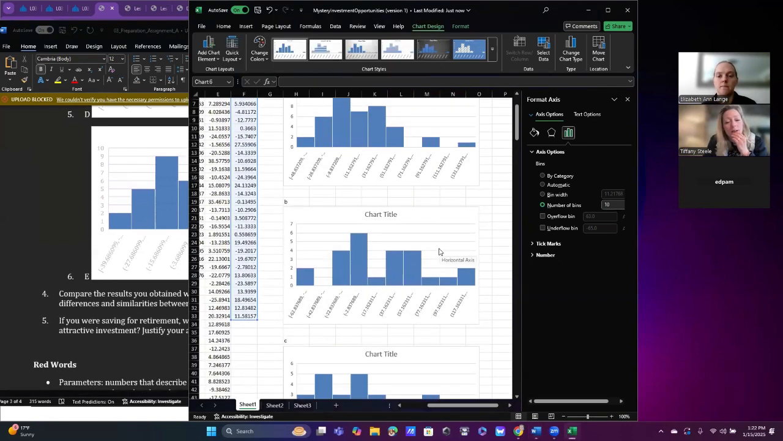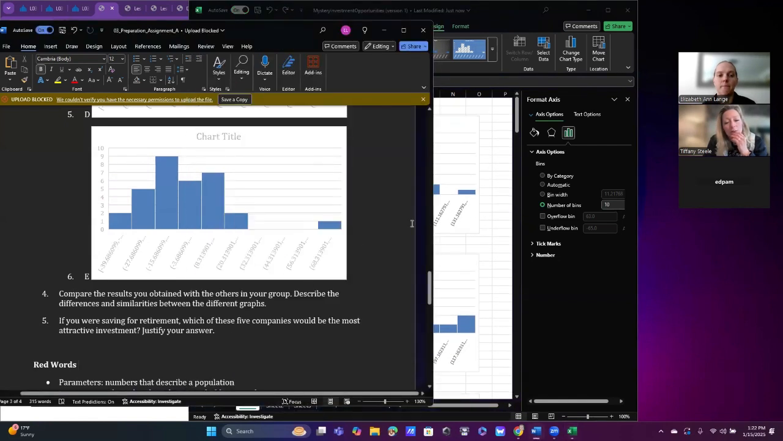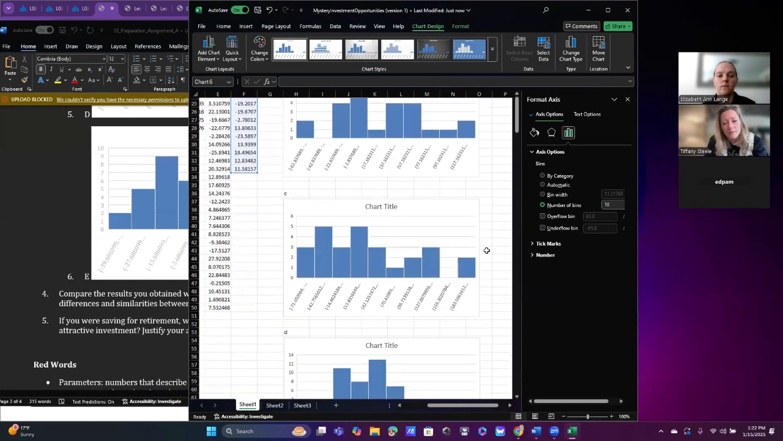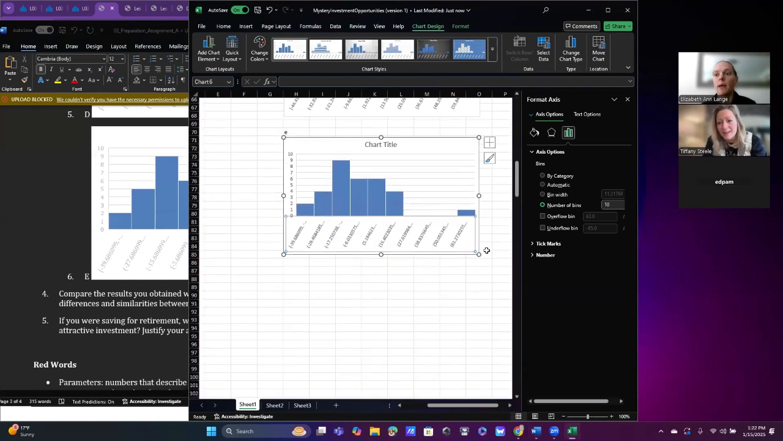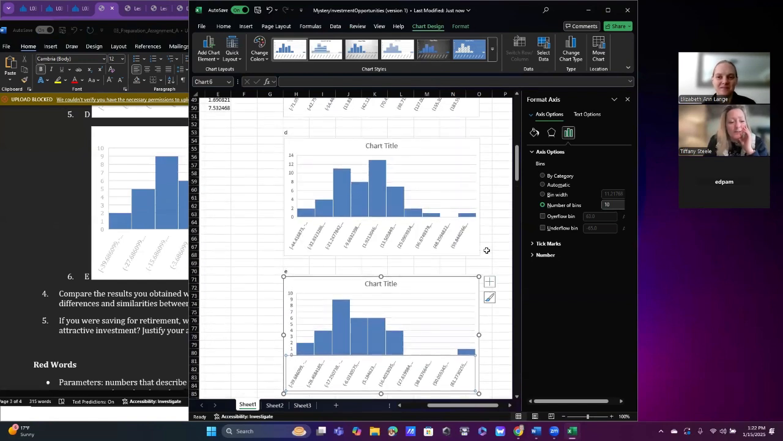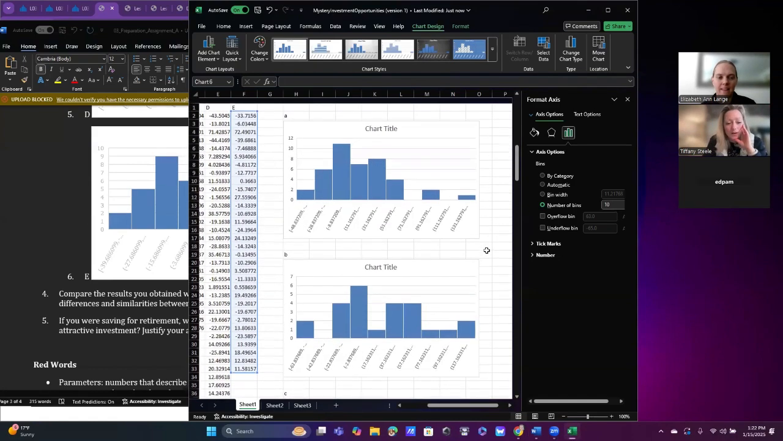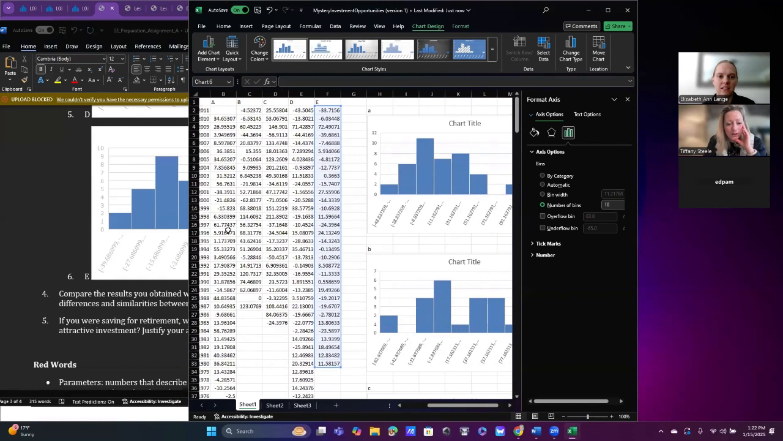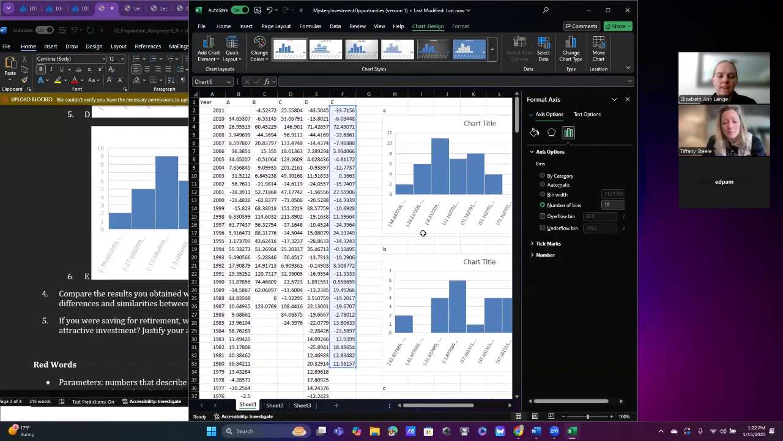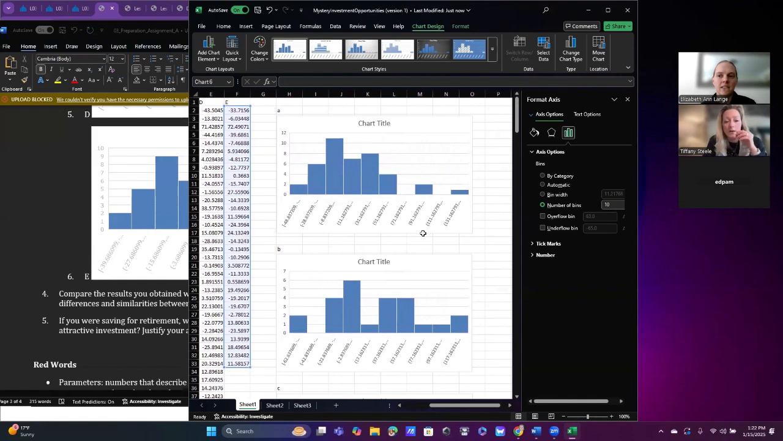But then for number five, if you're saving for retirement, which of the five companies would be the most attractive investment and justify your answer? That's why I'm like, I don't even know what I'm looking at. Me too. I think maybe we look at the mean and the median and which one's bigger based on the chart.